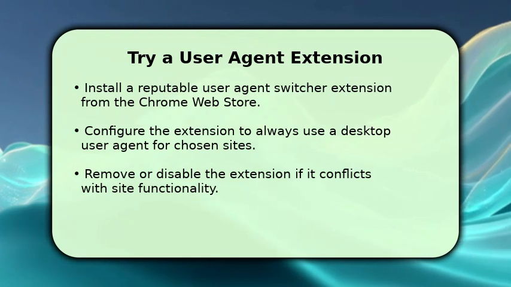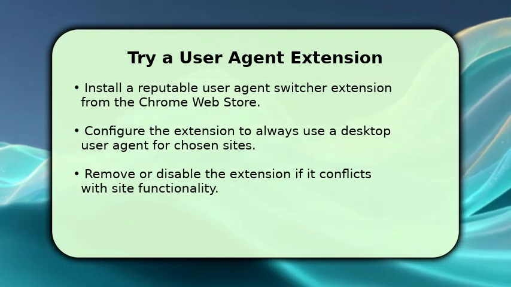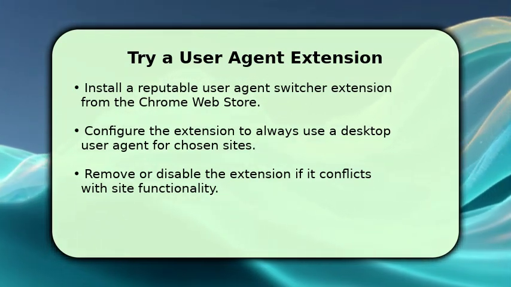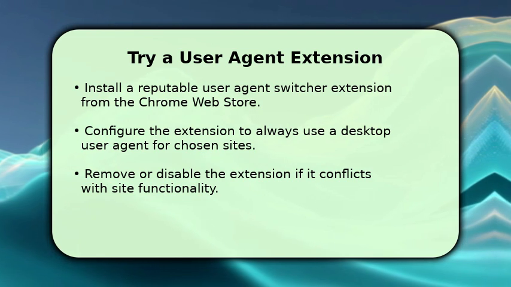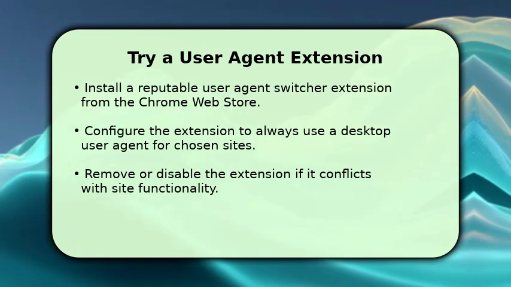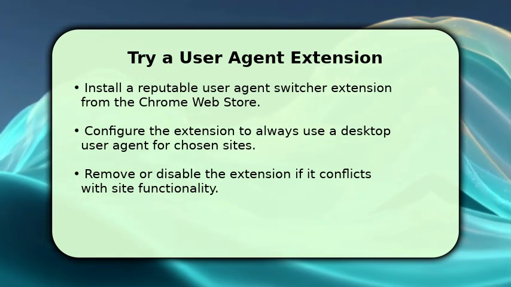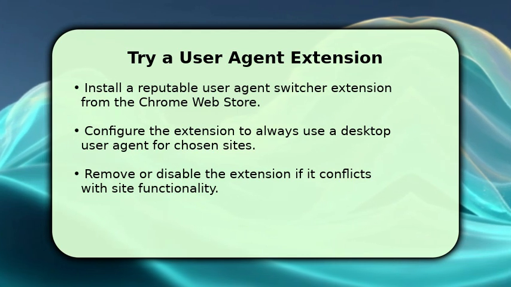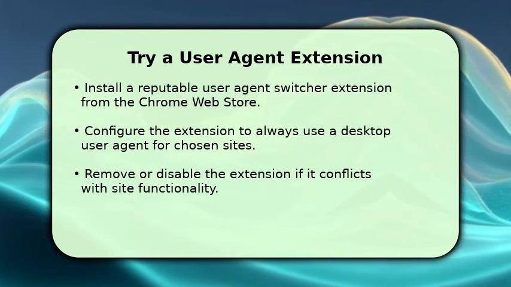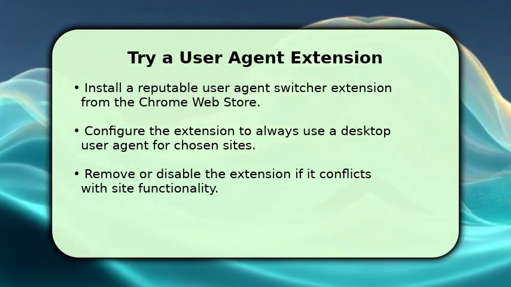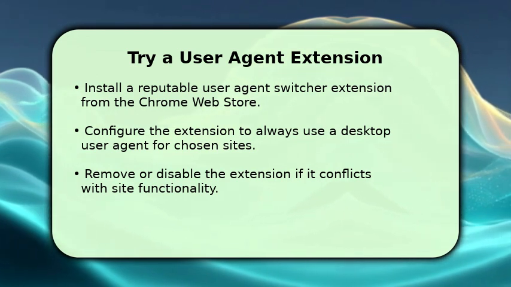Install a trusted User Agent Switcher extension and select a common desktop user agent to enforce desktop mode on specific sites. Configure site-specific rules so only targeted pages use the desktop agent and avoid breaking mobile-only features. Test pages after enabling rules and toggle the extension off for sites that misbehave.